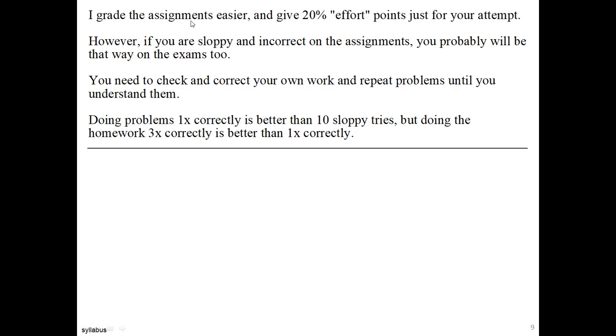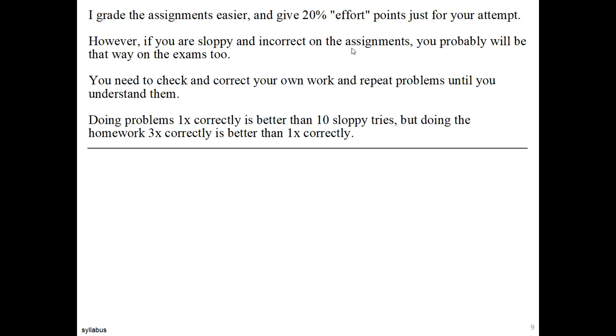Okay, now when I grade the assignments, I grade those easier. Even if you totally get it wrong, you bomb everything, I'm going to give you a minimum 20% effort points. And I usually grade them even easier than that. But if you approach the assignments in a sloppy manner where you don't correct things and don't know what's going on, that's the way you're going to take the exam too. So try to be diligent and be as meticulous as you can in the assignments that I give out, and you'll do well on the exams.